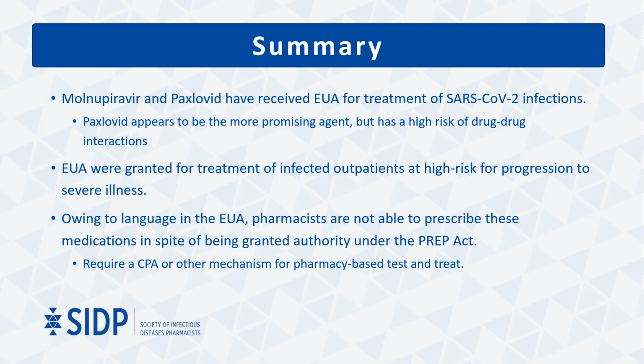In summary, Molnupiravir and Paxlovid both now have received emergency use authorization for the treatment of SARS-CoV-2 infections in outpatients who have mild to moderate COVID-19 and are at high risk for progression to severe disease. Paxlovid does appear to be a slightly more promising agent, but it does have high risk for drug-drug interactions. EUAs were granted for the treatment of outpatients who were at high risk for progression to severe illness. For those with standard risk, it does not appear that there is a clinical benefit.